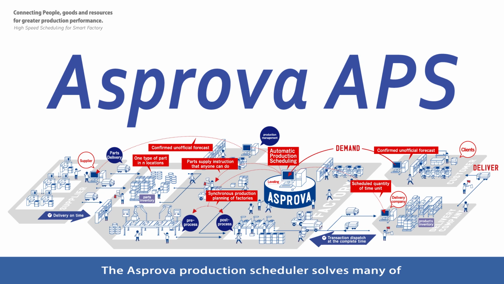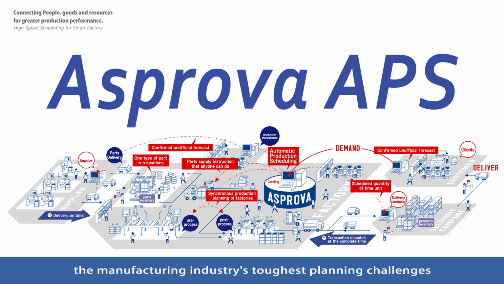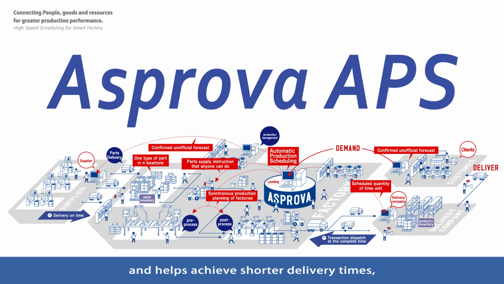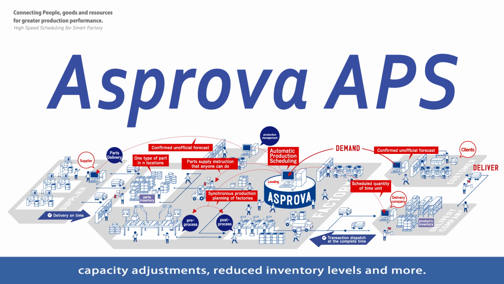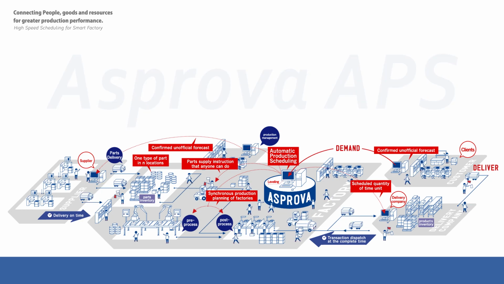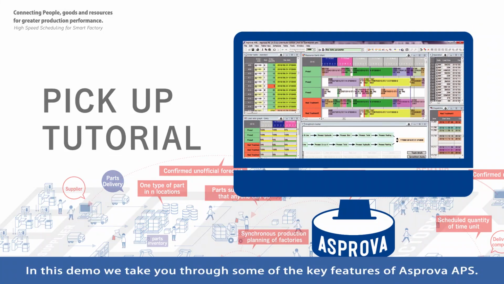The Asprova production scheduler solves many of the manufacturing industry's toughest planning challenges and helps achieve shorter delivery times, quick and reliable delivery promises, small lot size production, capacity adjustments, reduced inventory levels, and more. In this demo, we take you through some of the key features of Asprova APS.